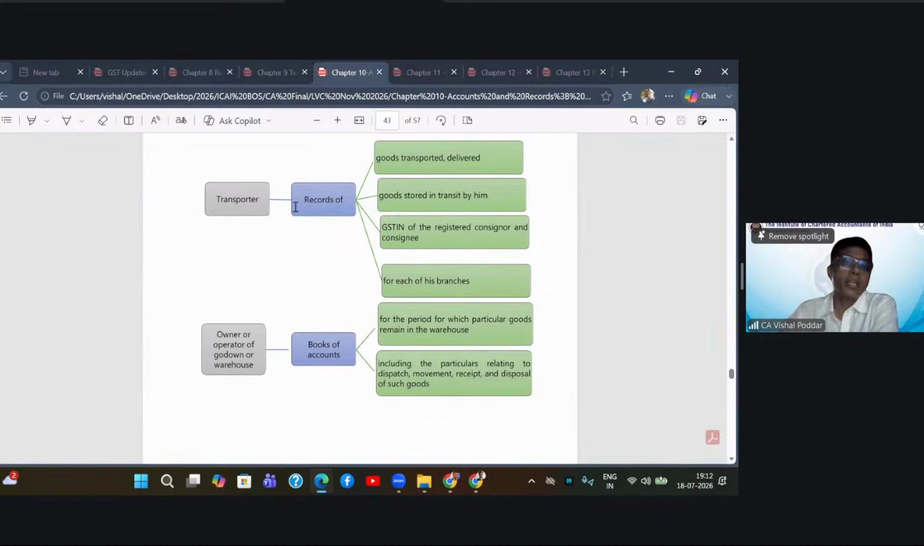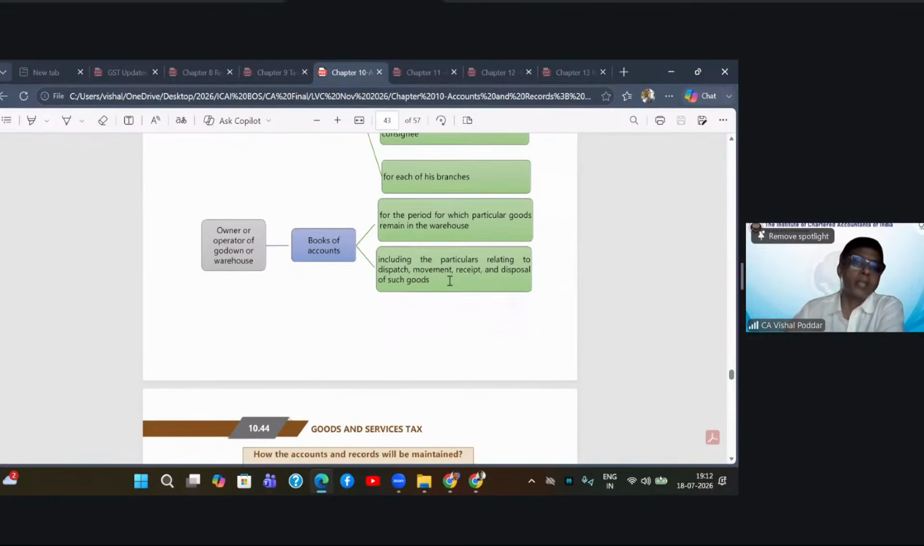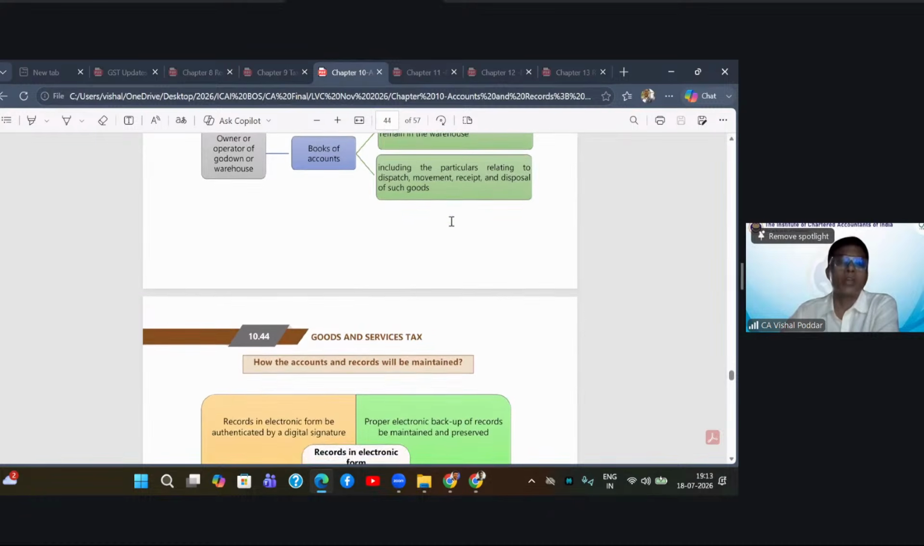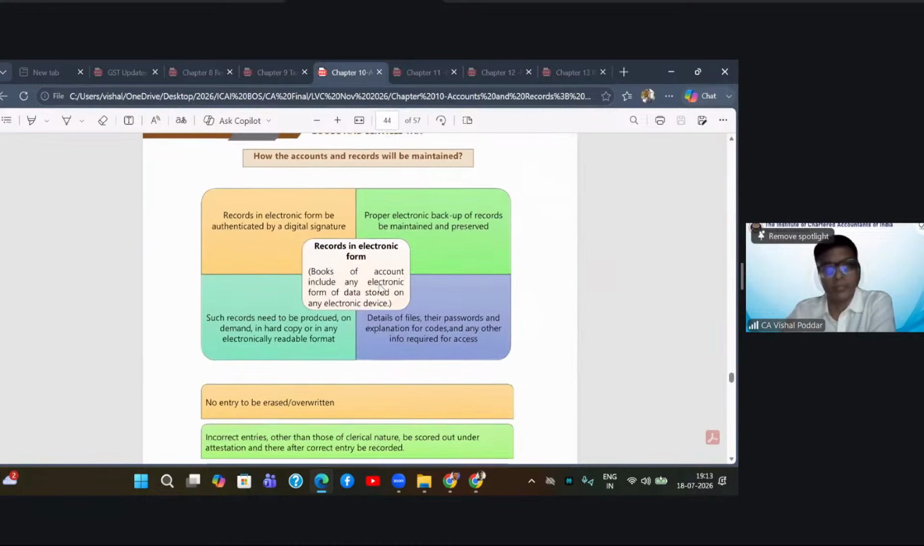Now, what type of details does a transporter have to maintain? What are the goods they have transported, goods which they have sold during transit, the GSTIN of the consignor, the consignee, and for each of his branches, the same details have to be maintained. Further, a warehouse or a godown owner has to maintain records for the period for which goods have remained in their warehouse, and it should cover the particulars relating to the dispatch, movement, receipt, and disposal of such goods.